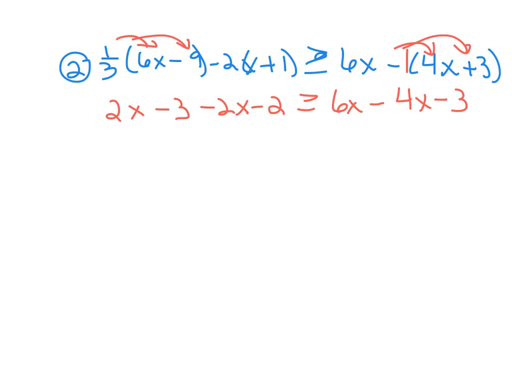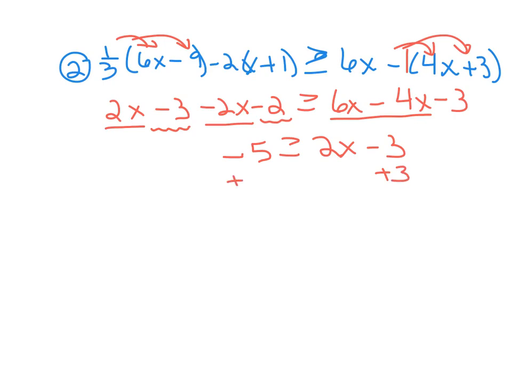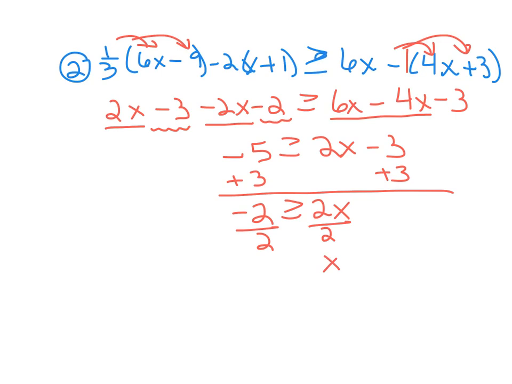This time we have to combine like terms on both sides, except look at what happens here. 2x minus 2x, the variable's gone. -3, -2, so you're left with -5 greater than or equal to 6x minus 4x, 2x minus 3. Add 3 to both sides. -2 greater than or equal to 2x. Divide both sides by 2. X less than or equal to -1.